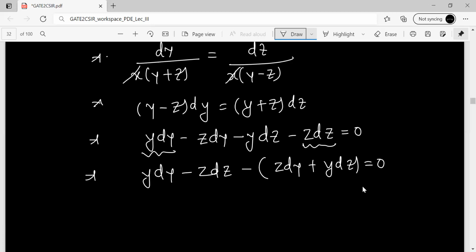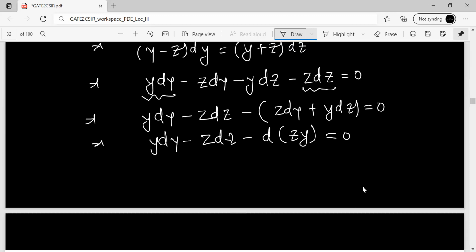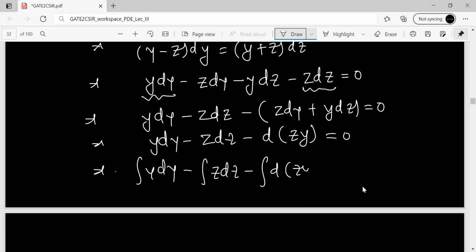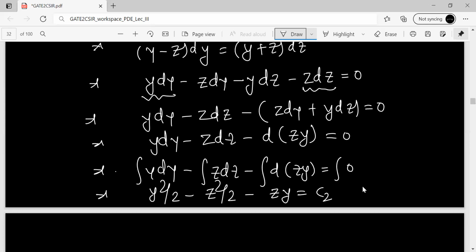Now you must have got the idea what I'm going to do here. So it will be y dy minus z dz minus, can I write this? And I'm done. Watch out. Derivative of z into y, it will be z times derivative of y plus y times derivative of z. Now you got all of them. Simply integrate now. Sometimes it is better to make life easy by thinking less. So it will be y square over 2 minus z square over 2, and minus it will be simply zy. It will be equal to some constant c2.